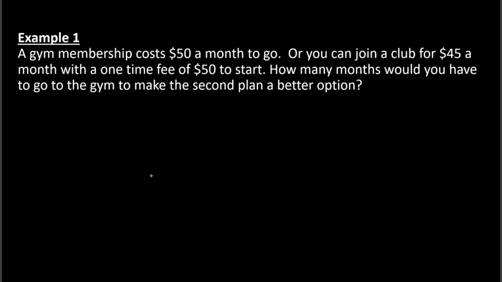So we have two examples. First example deals with a gym membership. A gym membership costs $50 a month to go. Or you can join a club for $45 a month with a one-time fee of $50 to start. So how many months would you have to go to the gym to make the second plan a better option? So here we have two plans, right? We have the gym membership, and then we have the club.